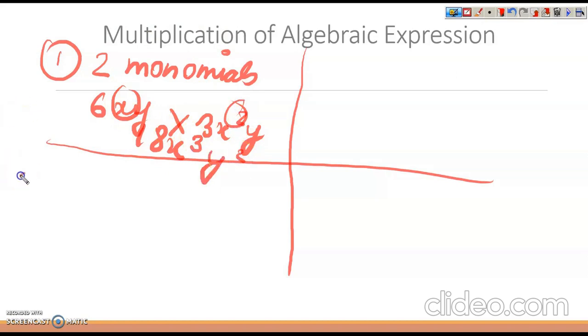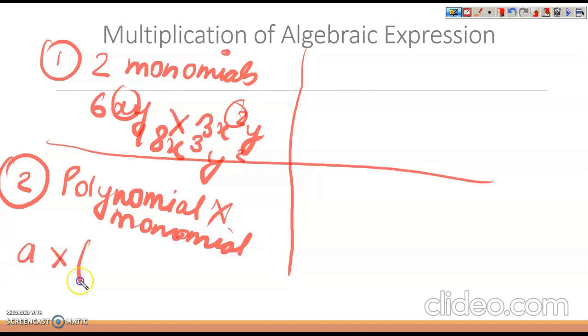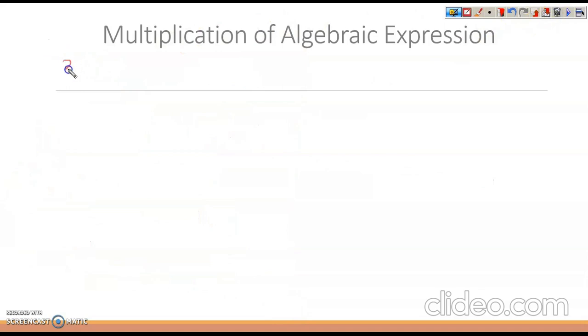Okay. Now the second. The second is multiplication of a polynomial by a monomial. Polynomial by a monomial. Okay. So in this the rule is a multiplied by b plus c will give a into b plus a into c. Okay.